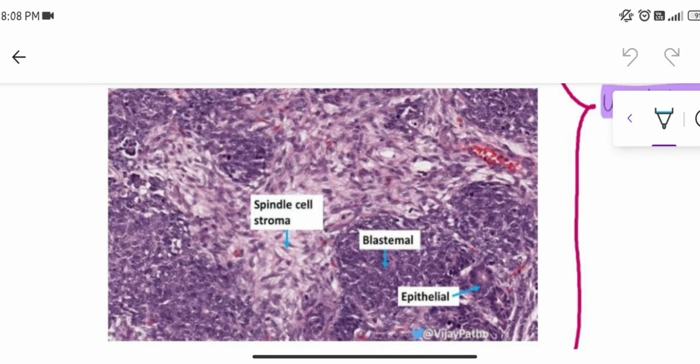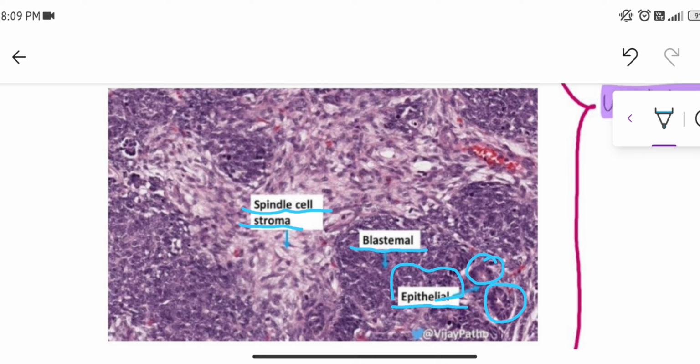Okay, the Wilms tumor is a triphasic tumor, so it consists of three different types of cells: epithelial cells, blastemal cells, as well as spindle shaped cells. The epithelial components are arranged in the form of glands, or in the form of rosettes or tubules. That is the epithelial component.